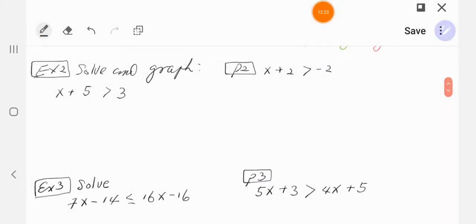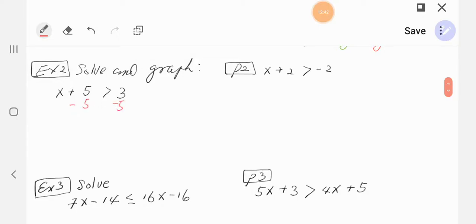Then let's try examples. Based on this information, let's solve inequalities. Example 2, solve and graph. This is x plus 5. In order to get rid of this 5, we subtract 5 from each side.